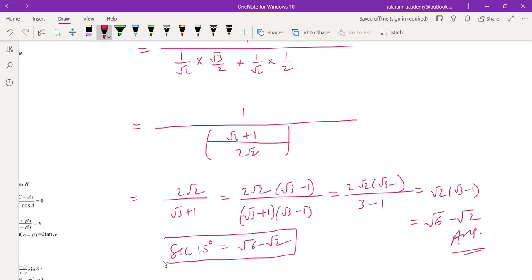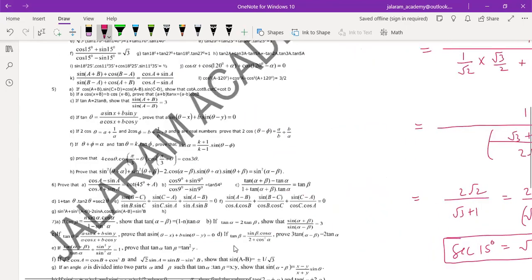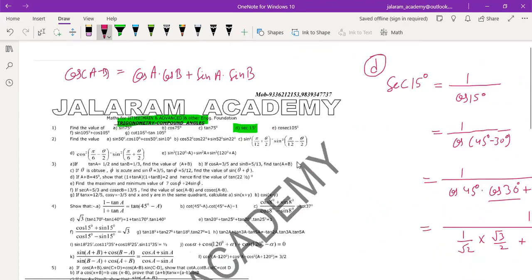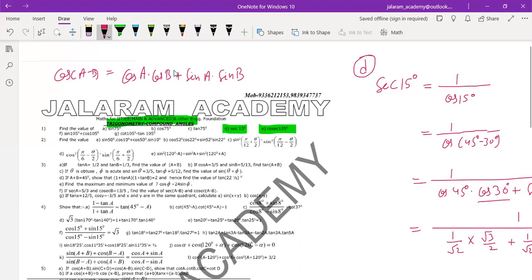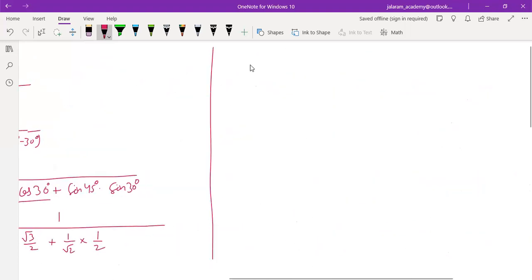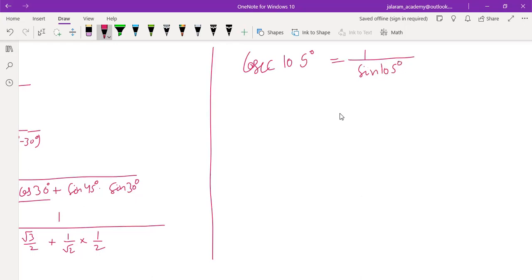So learn this value also. And then question number E, we have to find the value of cosec 105 degree. So this can also be done by taking the reciprocal. We know that cosec theta is the reciprocal of sin theta, theta is 105 degree. Now the two standard angles whose sum is 105 degrees are 45 degree and 60 degree.